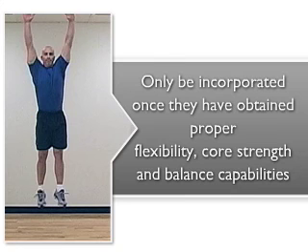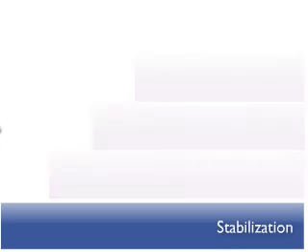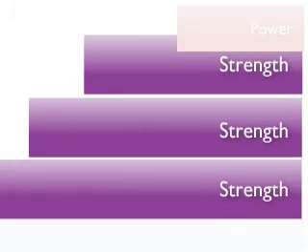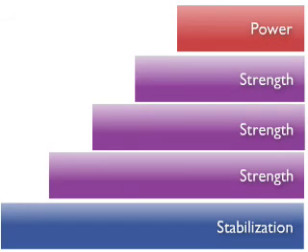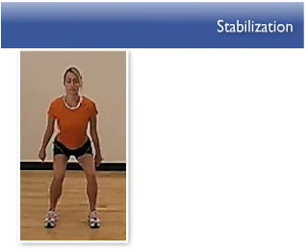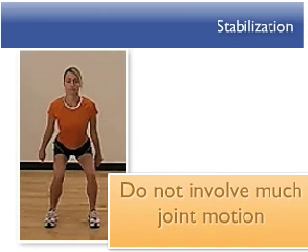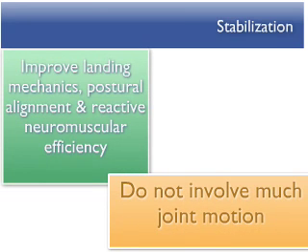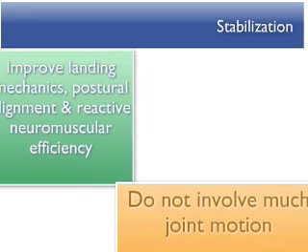A proper reactive training program follows the same systematic progression as the OPT model: stabilization, strength, and power levels of training. Exercises in the stabilization level of reactive training do not involve much joint motion. They improve landing mechanics, postural alignment, and reactive neuromuscular efficiency.